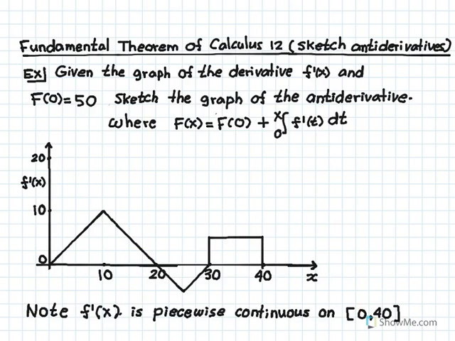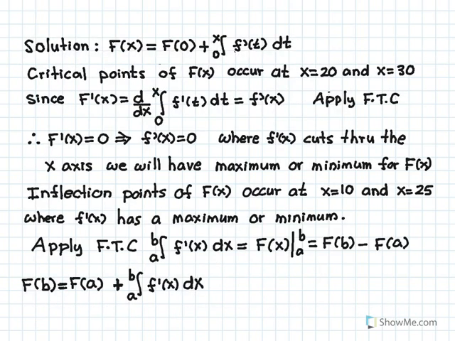So from the graph, you can see that the derivative graph is piecewise continuous. We do have a jump discontinuity at x equals 20 and also at x equals 30. But this derivative graph is piecewise continuous on the entire interval from 0 to 40. All right, so the solution here is capital F of x is equal to capital F of 0 plus integral from 0 to x f prime of t dt, and that's just the application of the fundamental theorem of calculus.